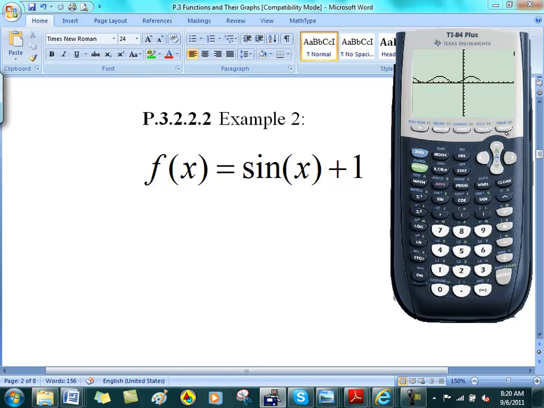So it should look like this. Should look like this. Anybody not get this and need help? David, you got this? What's the domain, David?